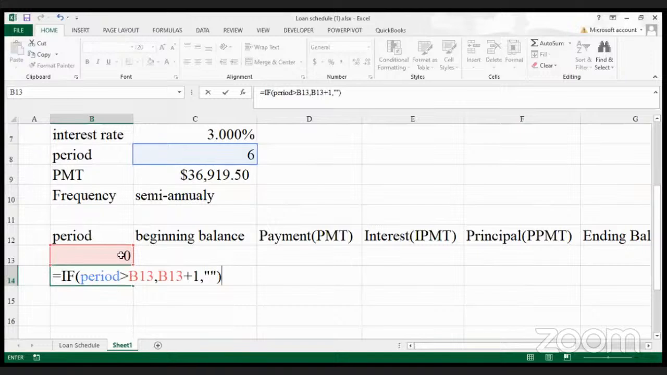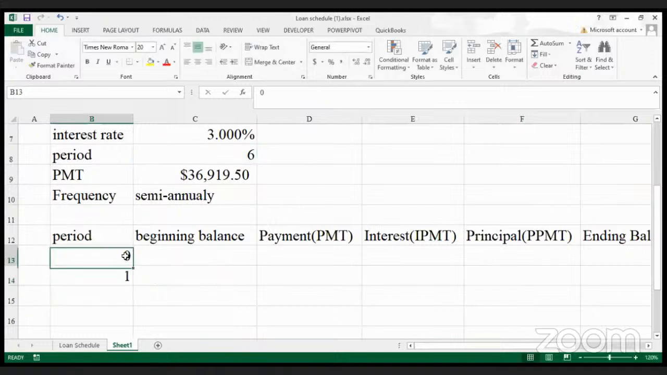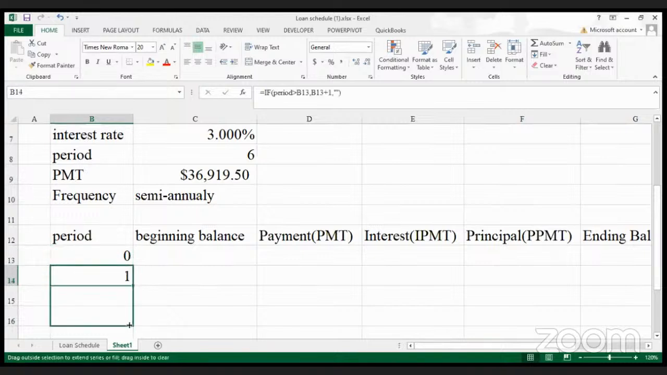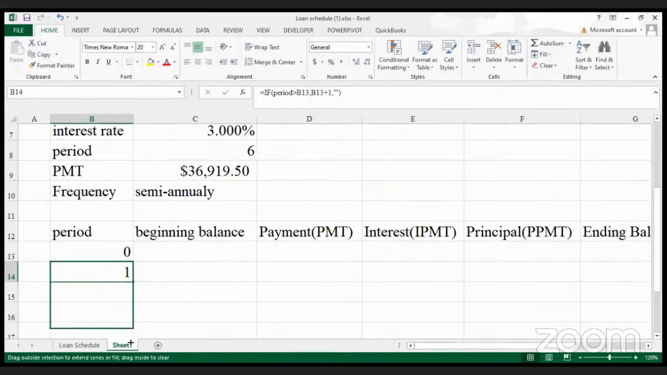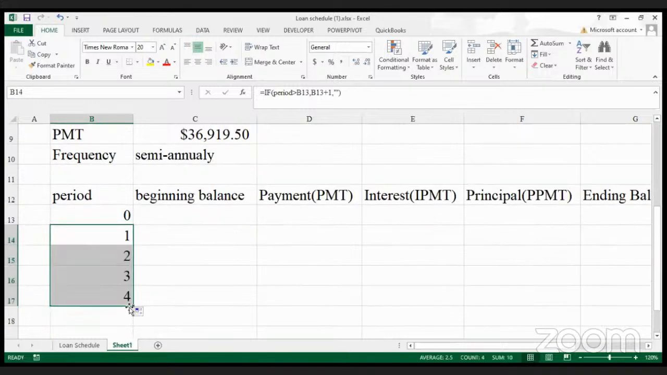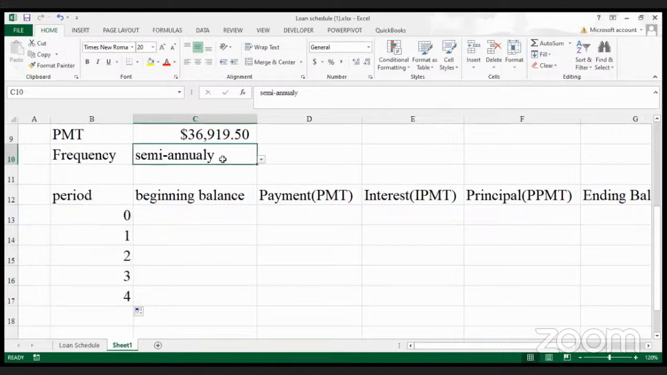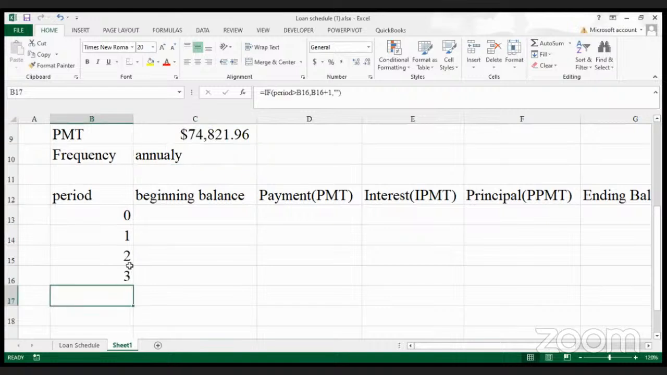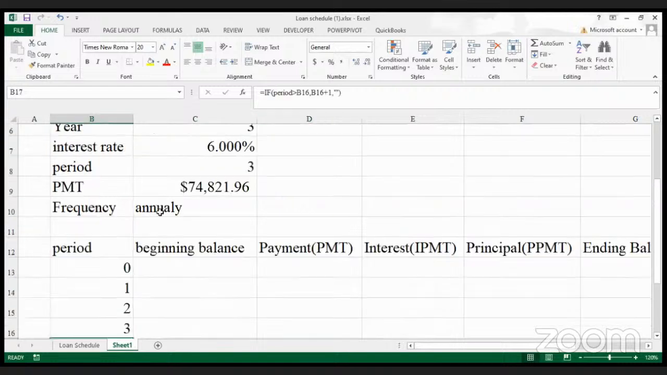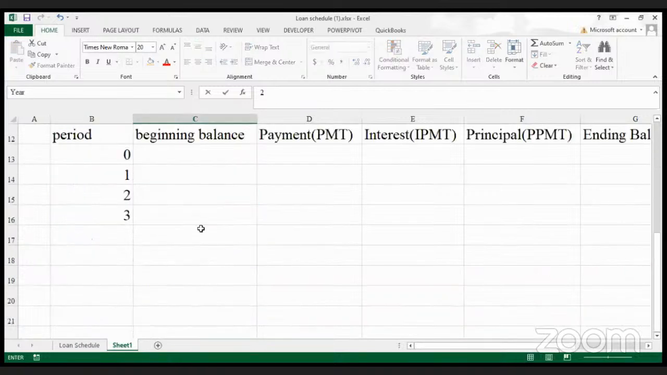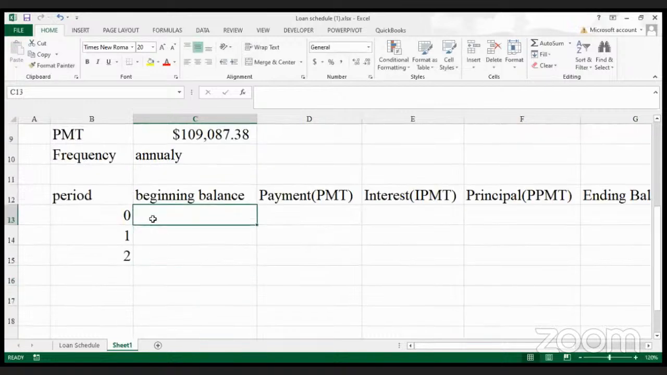And since period is greater than that, you will see it giving us 1. So you just do that, let's say to this point. I just want you to understand something there. It is reaching 4. So let me take this back to annually. Remember, there are only 3 years. It is now eliminating 4, but this cell has got the formula. If I change these years to 2, you will see it now eliminating 3 and remaining with 2. So that's how I automate the period section.